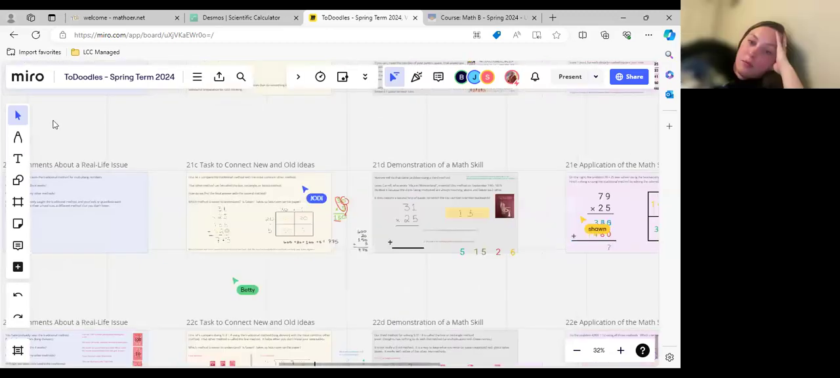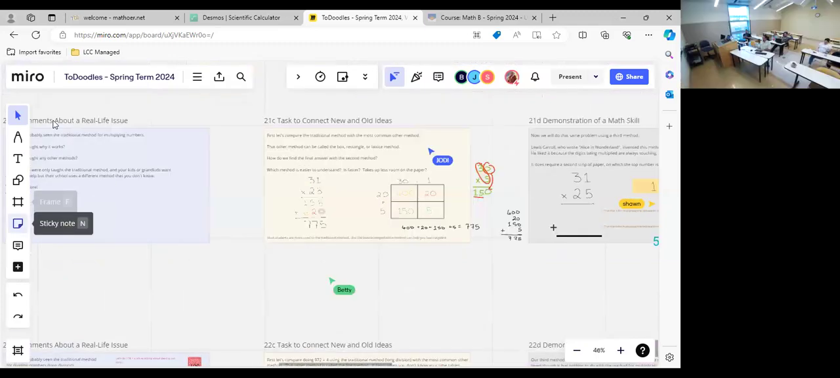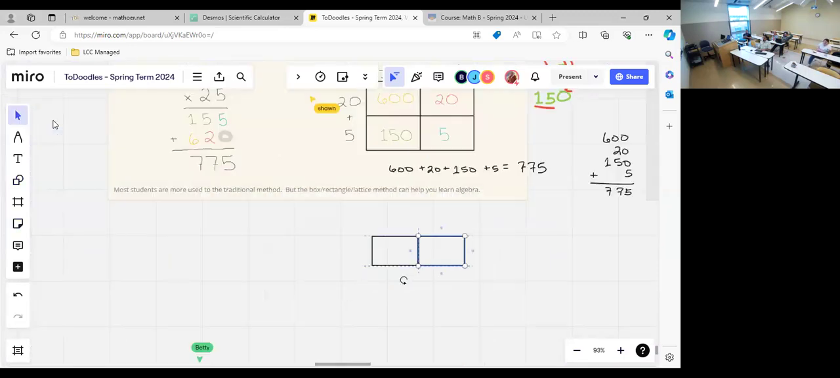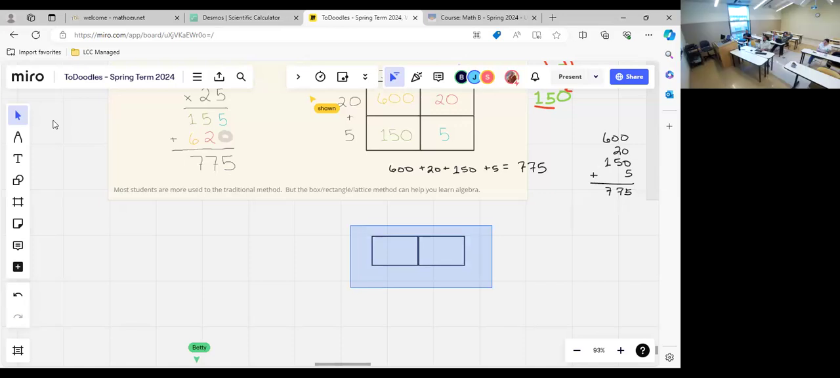30 times 60. This will be interesting because it's all tens, right? If I do this the old fashioned way, then 0 times 0 is 0. That was going down here. Then 3 times 0 is also 0.